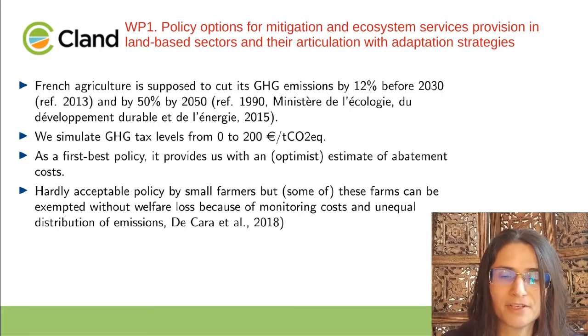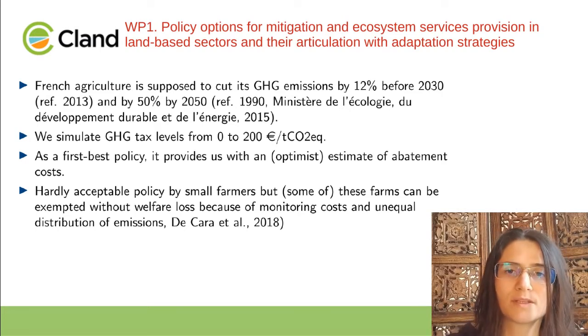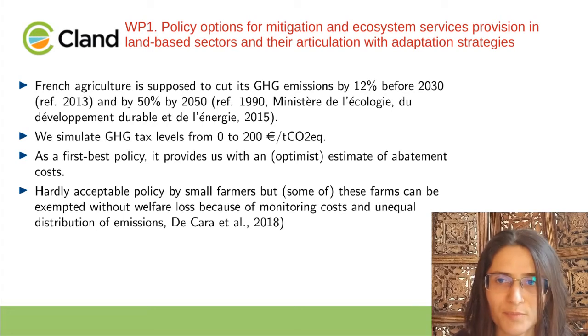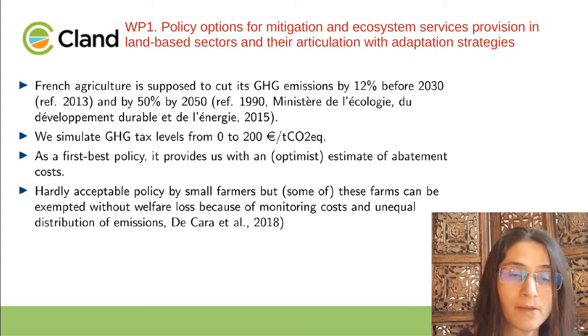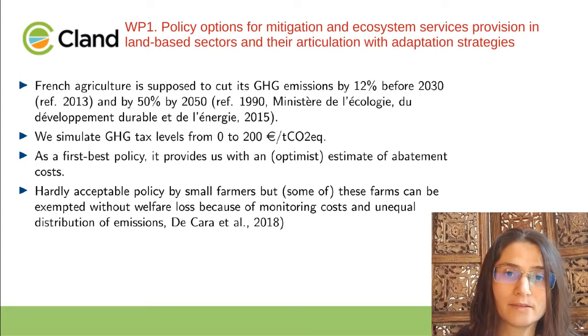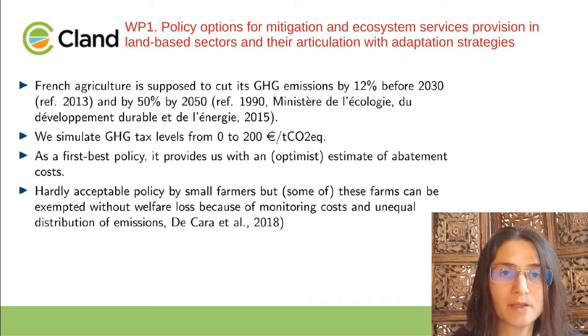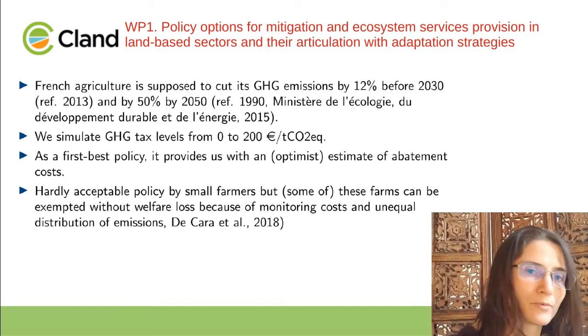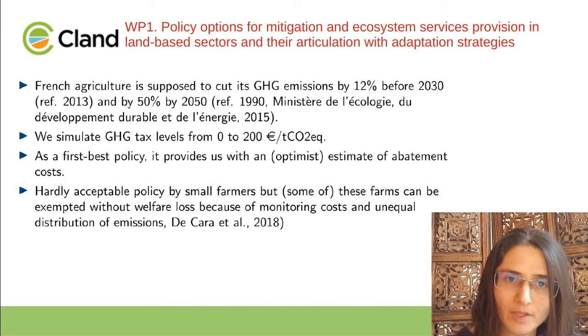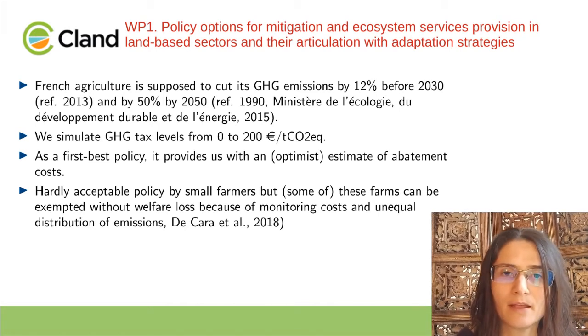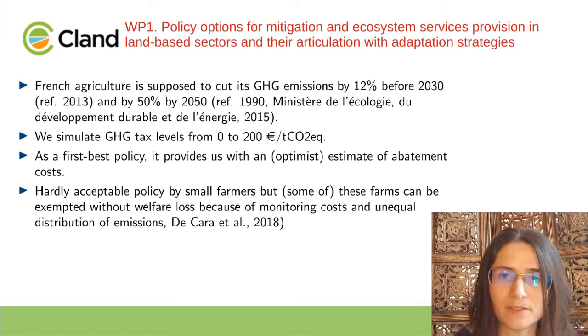So, French agriculture is supposed to cut its greenhouse gas emissions by 12% before 2030, in line with the emissions from 2013, and by 50% by 2050.